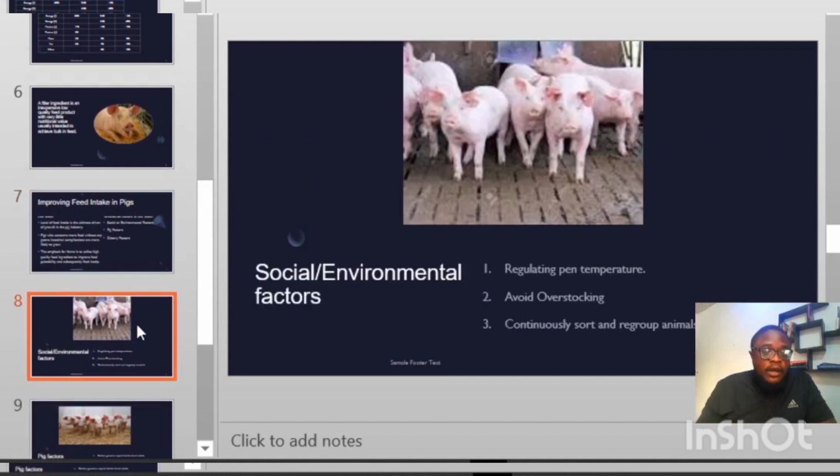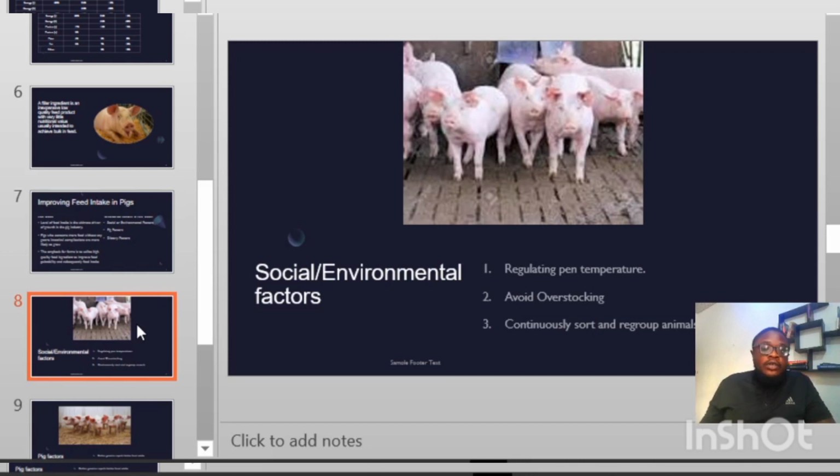So let's quickly look at the social or environmental factors. There are 3 things you actually want to keep an eye for: regulating pen temperature. For starter pigs, you want to keep them in a dry, warm place that has less draught. Okay, this will actually improve their feed intake. But if you keep them in a place that is actually very cold, their feed consumption level will definitely drop.